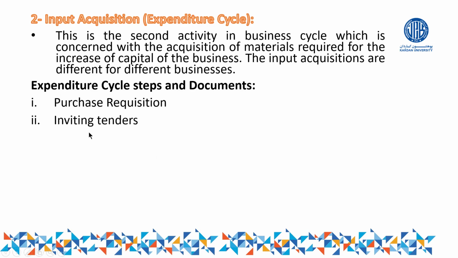After purchase requisition, the next step is of course inviting tenders. When the purchase department receives the purchase requisition from the other departments, the next step is to go for inviting tenders. They have to invite quotations from the suppliers, for example. So there might be three suppliers, supplier A, supplier B, and supplier C. So our department should receive quotation from A, quotation from B, and quotation from C, and check which one is good for us. So this was the second step, that we have to invite different suppliers to see how they can supply for us, how much they will supply us, right?